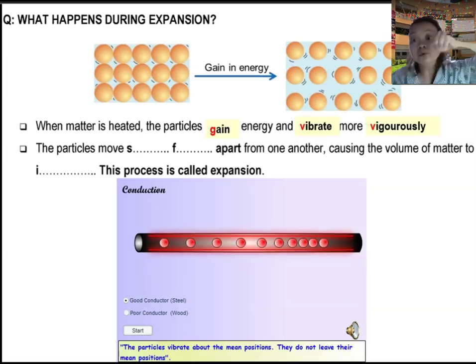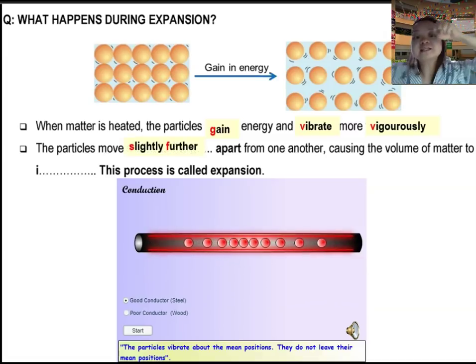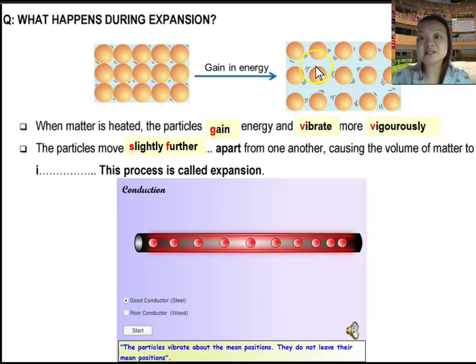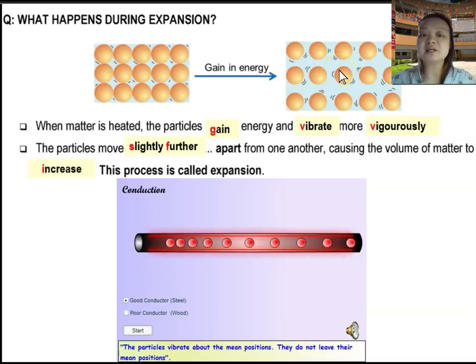And because they can move faster, they are able to move slightly further apart from one another with this extra energy. If you look here versus here, you can see that the volume this matter occupies is definitely much more than the volume here, because volume is the amount of space a particular matter or object occupies. Since it occupies more space, the volume increases. So we say the volume of the matter increases, and this process is known as expansion.